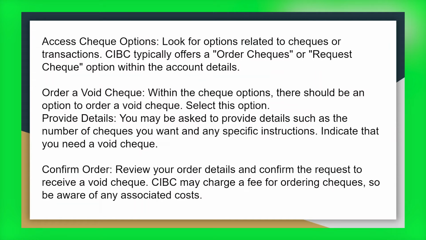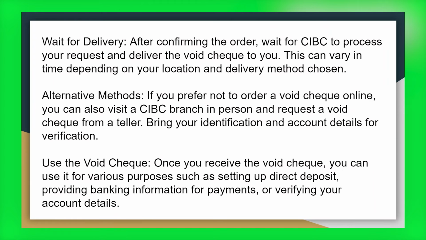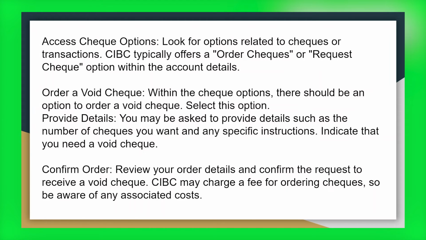Within the check options, there should be an option to order a void check. Select this option. You may be asked to provide details, such as the number of checks you want and any specific instructions. Indicate that you need a void check. Review your order details and confirm the request to receive a void check.